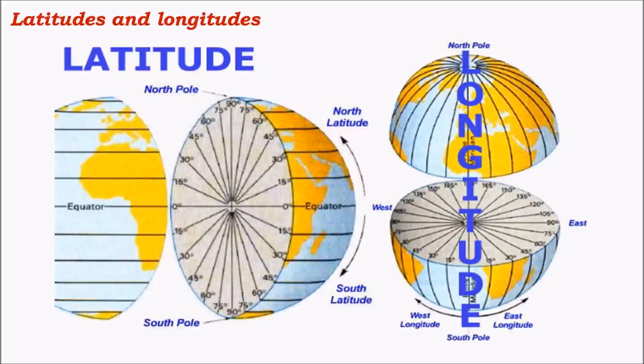First, what are latitudes and longitudes? Latitudes and longitudes are imaginary lines on the Earth's surface. As said, they are imaginary, they don't exist in reality. These are just created for our convenience. Latitudes are horizontal imaginary lines, whereas longitudes are vertical imaginary lines.